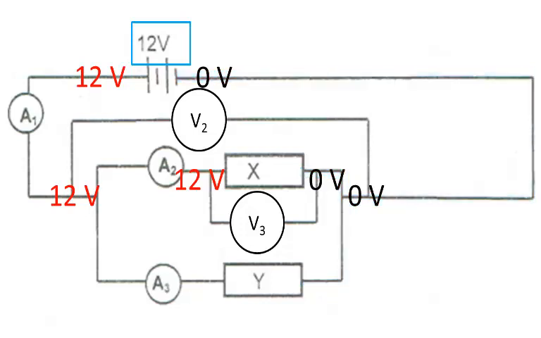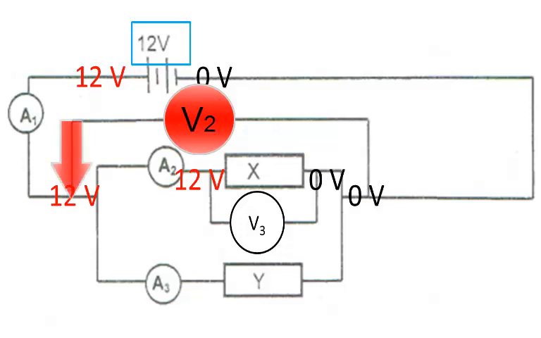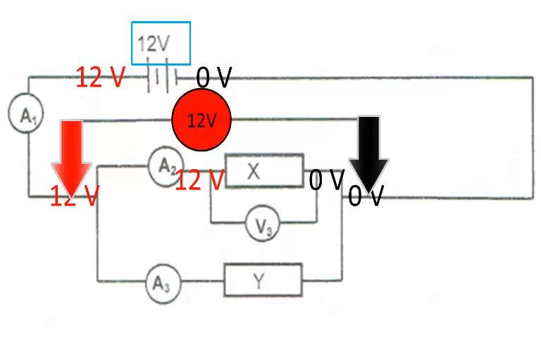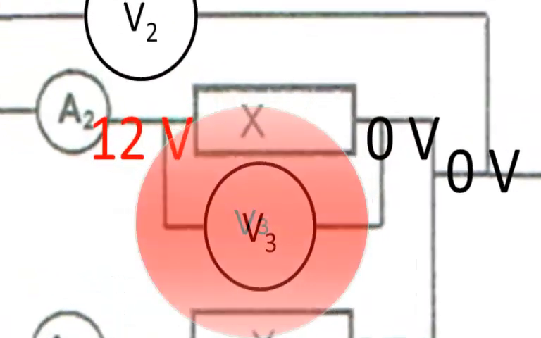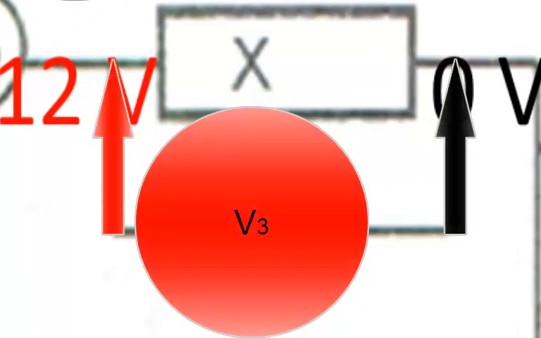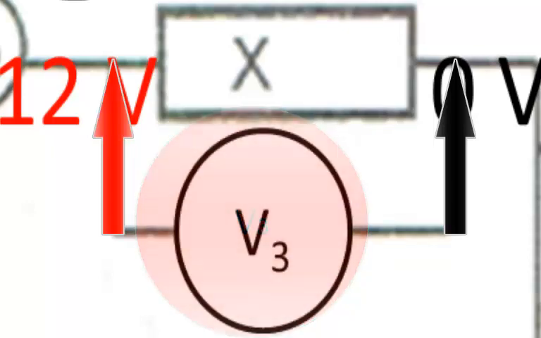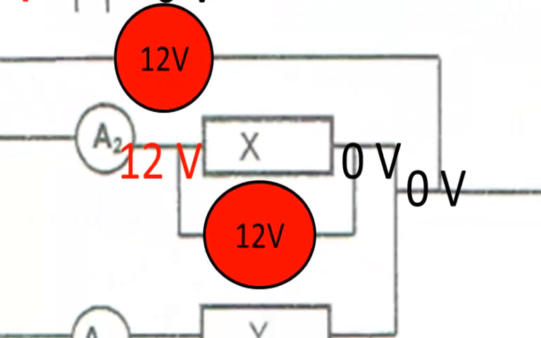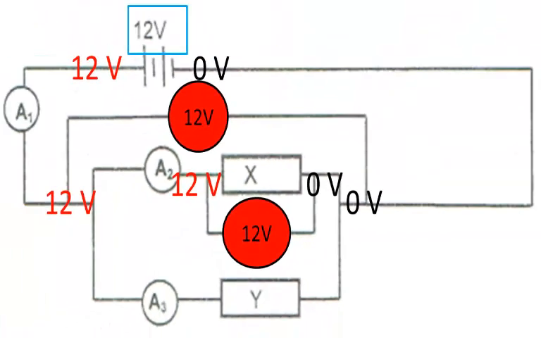And so if we look at voltmeter 2, at one end it's feeling 12 volts, at the other end it's feeling 0 volt. Subtract 12 minus 0 equals 12 volt. It's going to read 12 volts. Voltmeter 3 also feels 12 volt at one end and 0 volt at the other. 12 minus 0 gives us a potential difference or voltage across X of 12 volts. So both V2 and V3 will read 12 volts.